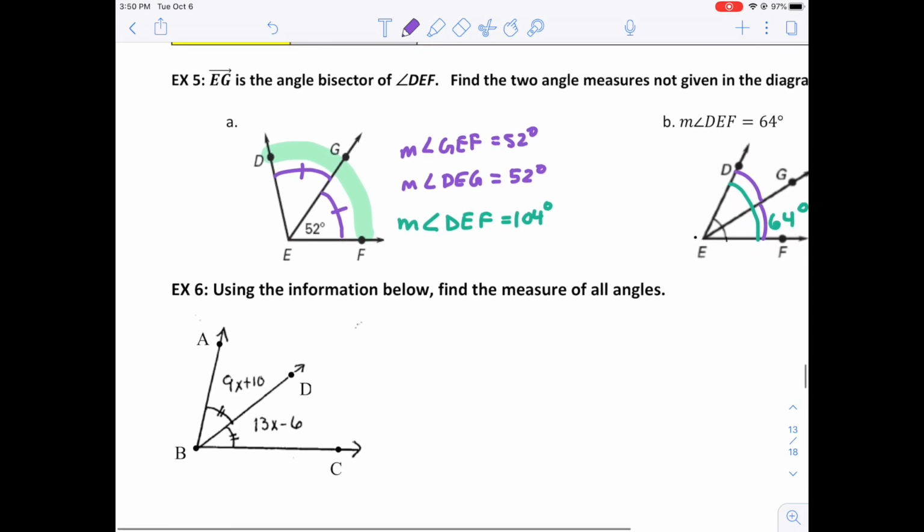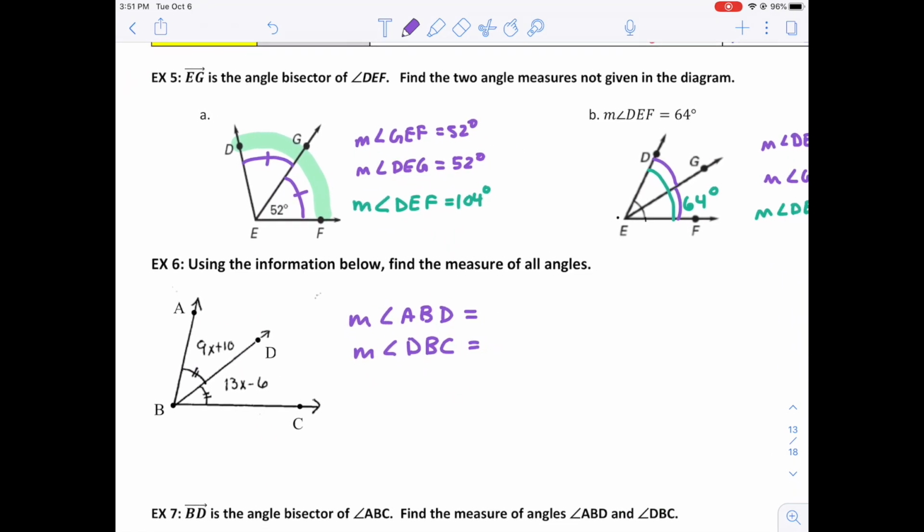So the first thing I would do if I was trying to find the measure of angle ABD and then the measure of angle DBC is you have to figure out what x equals, because those angle measures are based on an x value and we don't have an x value right now. So what we can do, since we know we have a bisector, is we can say that measure of angle ABD is equal to the measure of angle DBC.